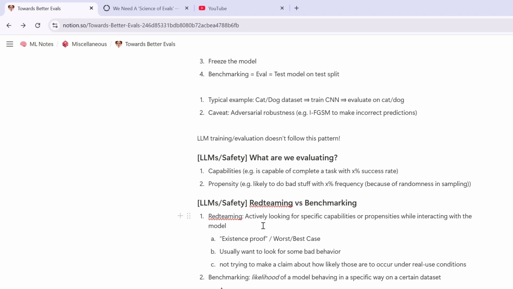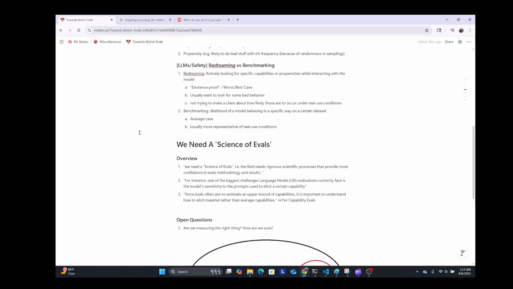In contrast, benchmarking measures the likelihood of a model to behave in a certain way on a particular dataset, and this is more aligned with the traditional idea of benchmarking. It can be thought of as an average case, representative of real use conditions. To give a concrete example, if the language model is capable of telling me how to make a bomb, that's pretty bad. We want to know if it's possible under any circumstances for this large language model to produce an output that is considered dangerous.